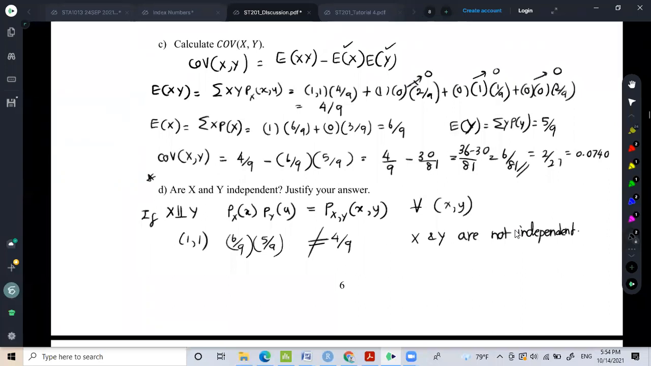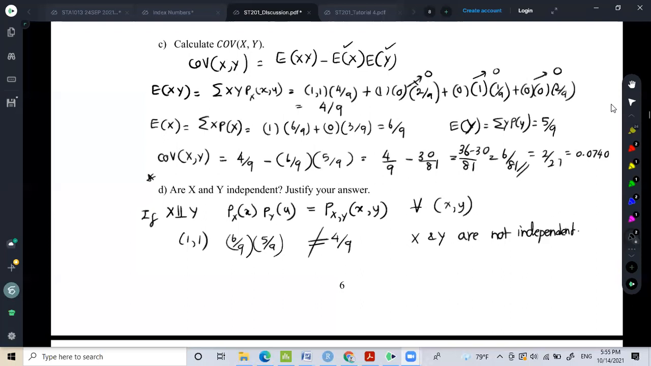Now, if the covariance is 0, can you say X and Y are independent? Yes or no? No, exactly. Why? Because there can be situations where the covariance is 0, but still X and Y are dependent. Therefore, be careful. Now, this is a tricky question actually. Here the covariance has a value, so they are not independent. You can actually use that result from answer C. Also, you can say they are not independent.